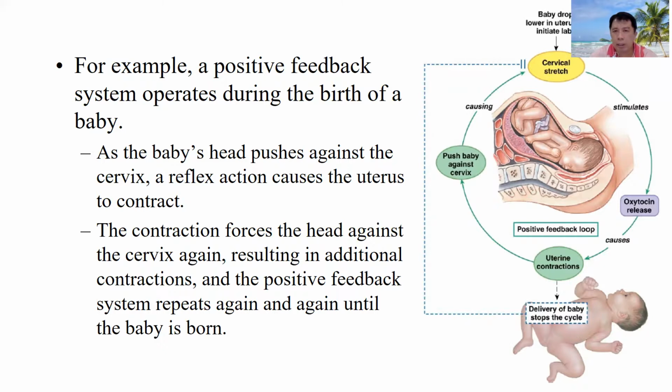Once the baby's head pushes against the cervix, a reflex action causes the uterus to contract. The contraction forces the baby's head against the cervix again, and this provides positive feedback, because a signal is sent to the posterior lobe of the pituitary gland to release oxytocin. So more oxytocin will be released and trigger the contraction of the uterus, to push the baby out during delivery. That means the more the baby's head presses against the cervix, the more oxytocin will be released, to stimulate more contractions of the uterine muscle.